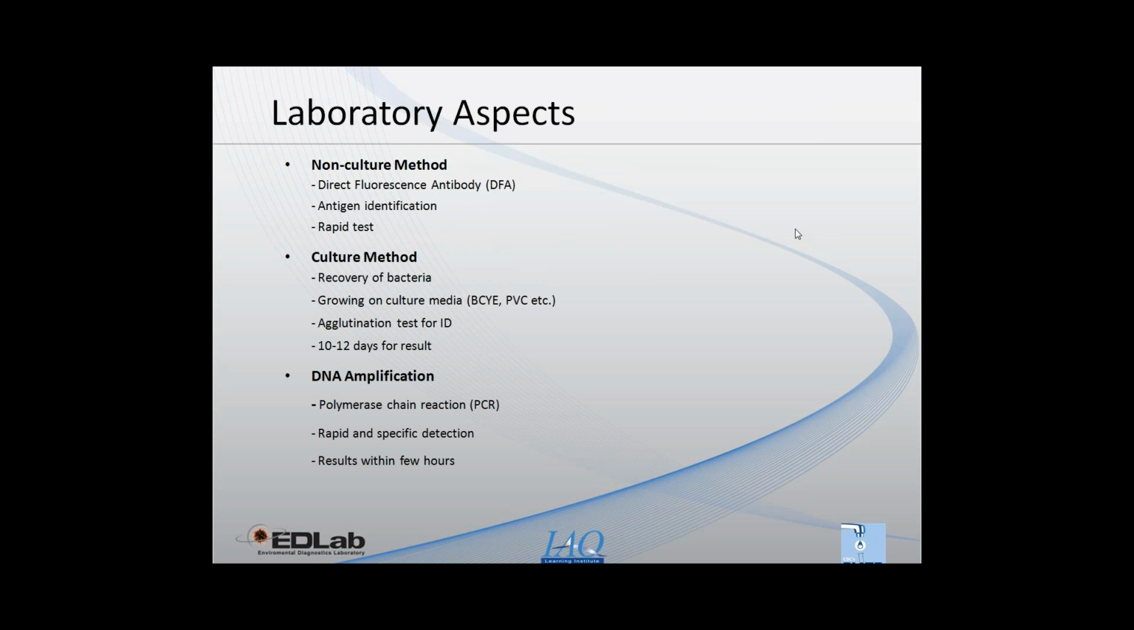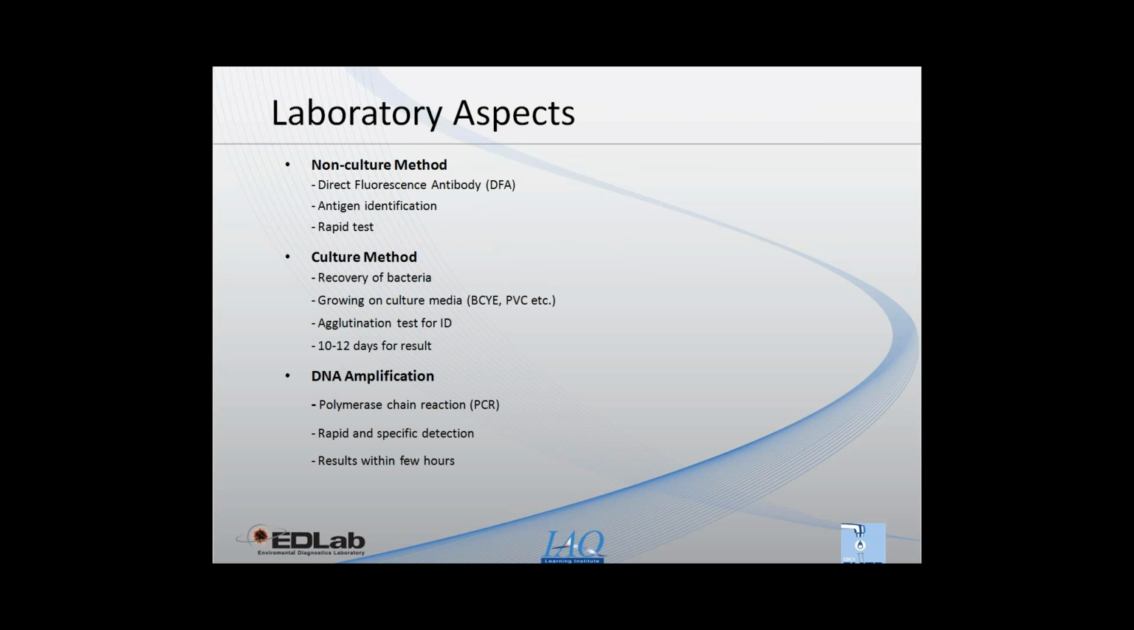Now, once the samples have gone to a laboratory, as you can see here, we have listed a number of different ways that the Legionella can be analyzed. You can use a non-culture method, which we'll go over some of, such as direct fluorescence antibody, antigen identification using a rapid test, the culture method, which is the way that we like to do it here in the laboratory, as Dr. Sahay, once again, was explaining with the CDC ELITE. That's the preferred method that they say to do cultures of the samples.